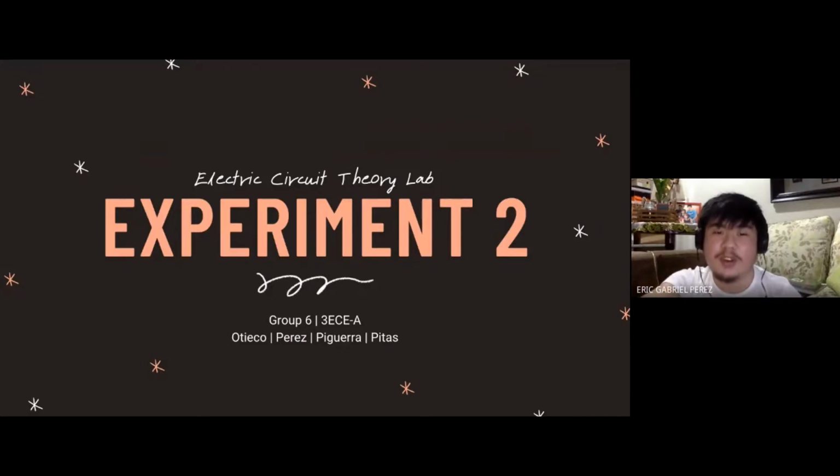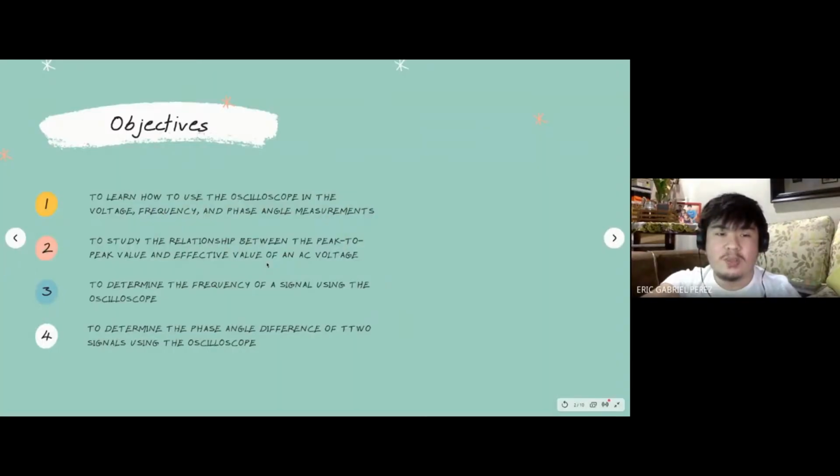We are group 6 and we are going to discuss experiment 2, voltage frequency and phase angle difference measurement. To start, the objectives of the experiment are to learn how to use the oscilloscope in voltage frequency and phase angle measurements, to study the relationship between the peak-to-peak value and effective value of an AC voltage, to determine the frequency of a signal using the oscilloscope, and lastly, to determine the phase angle difference of two signals using the oscilloscope.